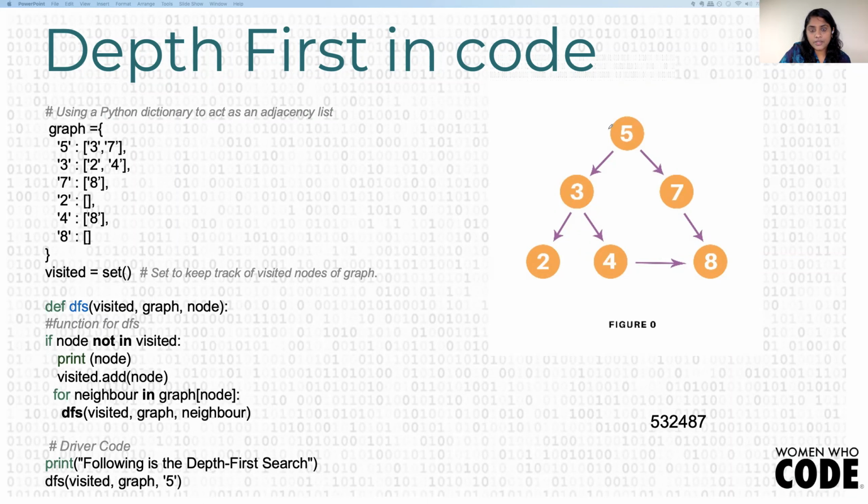So here we picked 5, and then 5 has 2 neighbors, 3 and 7. So we have to explore every single neighbor of that node. So let's start with 3, and after going to 3, we have to explore what are the nodes that are connected to 3, and here we have 2. So we just keep going deep. Let's do a sample traversal and see how that works.